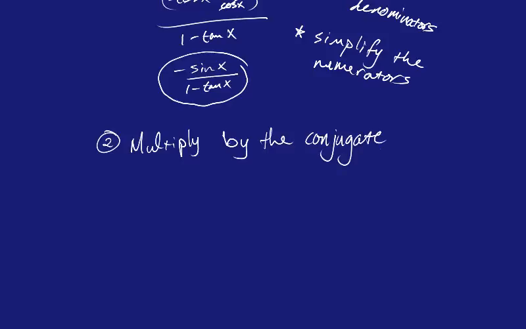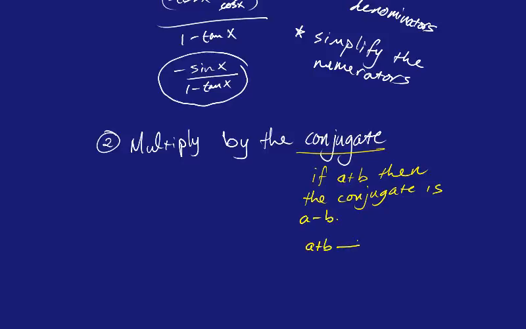And so first, if you don't know what the conjugate is, conjugate is just a term that we use in math to say, if there are two terms being added, a plus b, then the conjugate is a minus b, and vice versa. So if you have a plus b, the conjugate would be a minus b. If you have a minus b, then the conjugate would be a plus b.